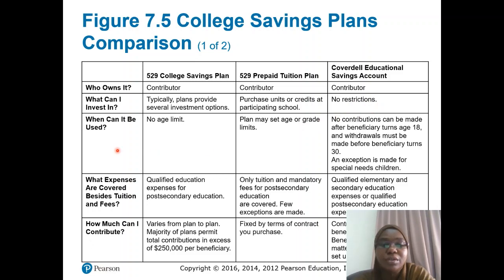When can it be used? There is no age limit in terms of the savings plan. The plan may set age or grade limits if it's the tuition plan. For example, it could be maybe for ages 25 and above, or maybe for grade limits, and so on and so forth. So you should also consider the expenses that are covered besides the tuition, and then how much you can contribute.